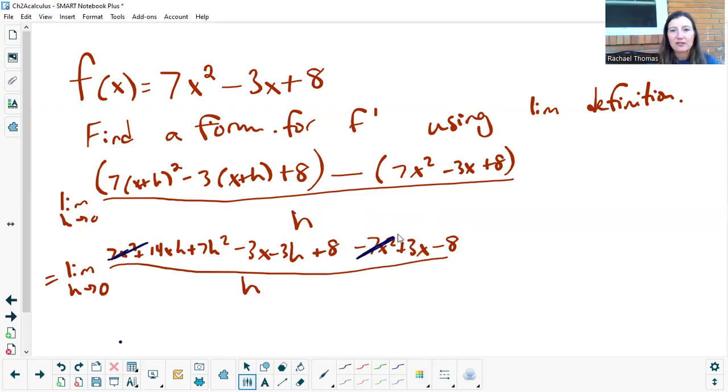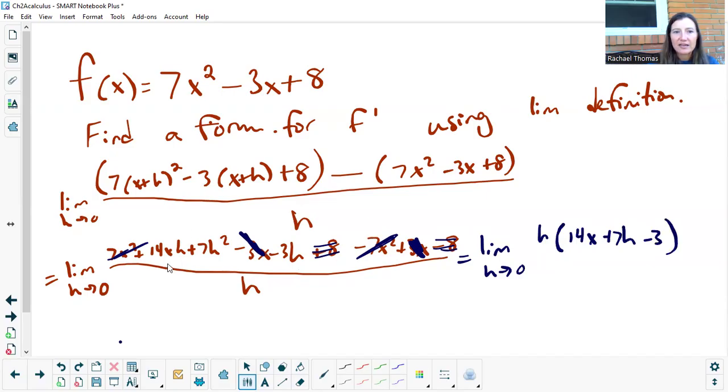7x squared minus 7x squared. Let's see, minus 3x plus 3x. Minus 8 plus 8. I don't see anything else I can cancel with plus or minus. I'm going to write the next step out. You could probably see the next step, but I'm going to write it out here. The remaining terms each have an h in them.